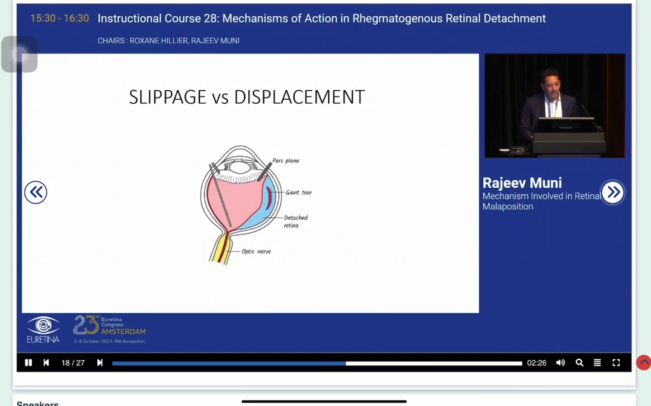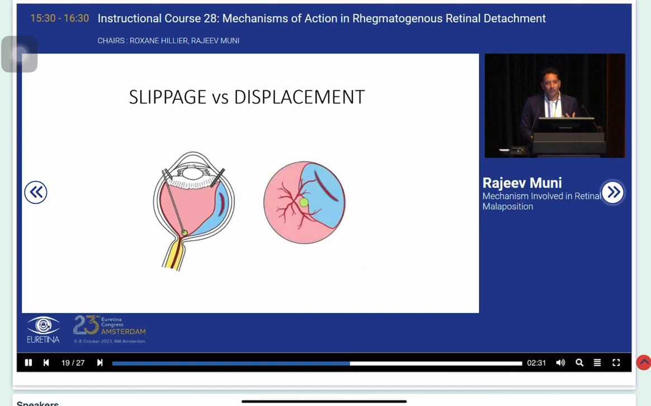I want to take a minute just to differentiate slippage versus displacement. We know that when we have a giant retinal tear, for example, we inject perfluorocarbon liquid, we flatten out the retina, we do our laser. There's always some anterior fluid that we can't get. Now, when we drain the fluid, we try to minimize that as much as we can, but we know that there's always a chance of that fluid migrating posteriorly.